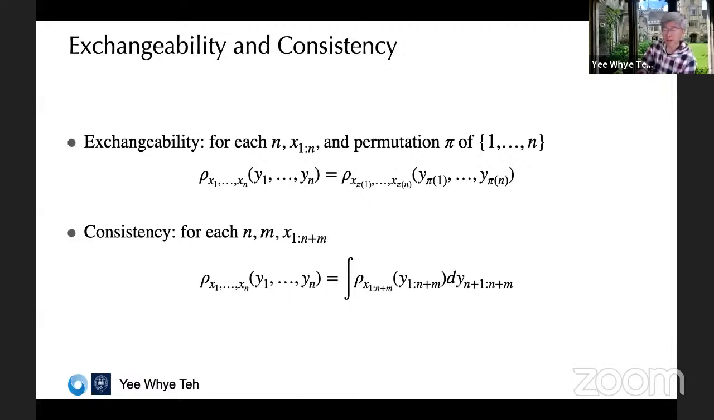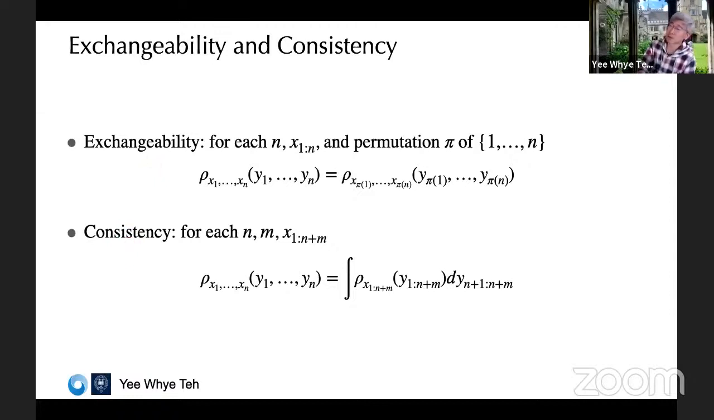And finally, the second property is consistency. What this says is that if we take the marginal distribution over a larger collection of input-output pairs, here we have n plus m input-output pairs, and we integrate over the test outputs, then we get the marginal distribution over the prefix of the sequence.